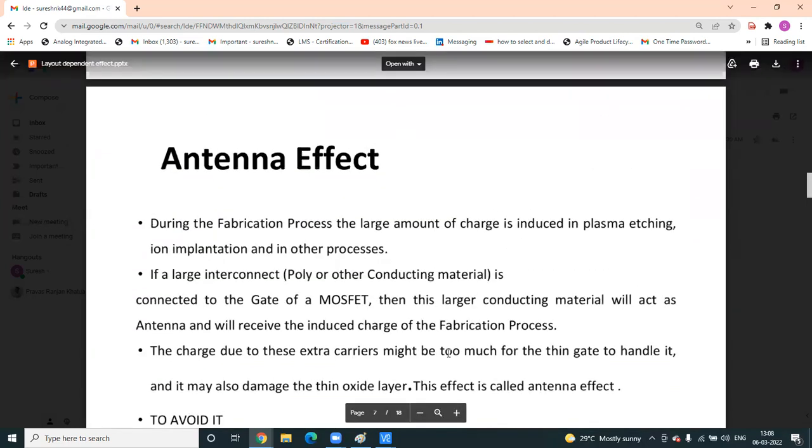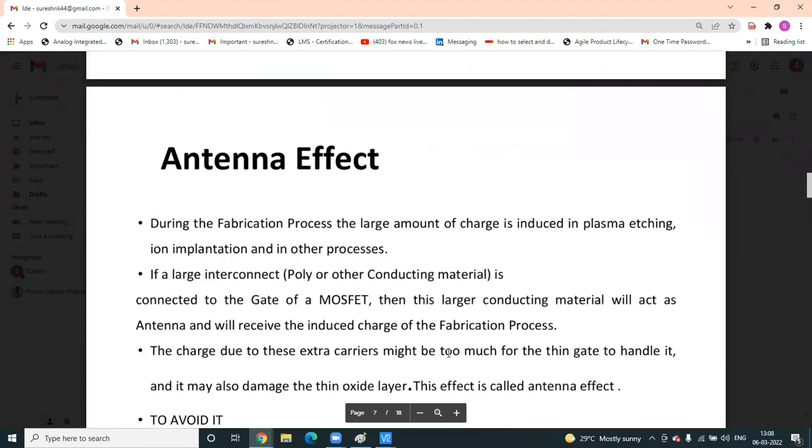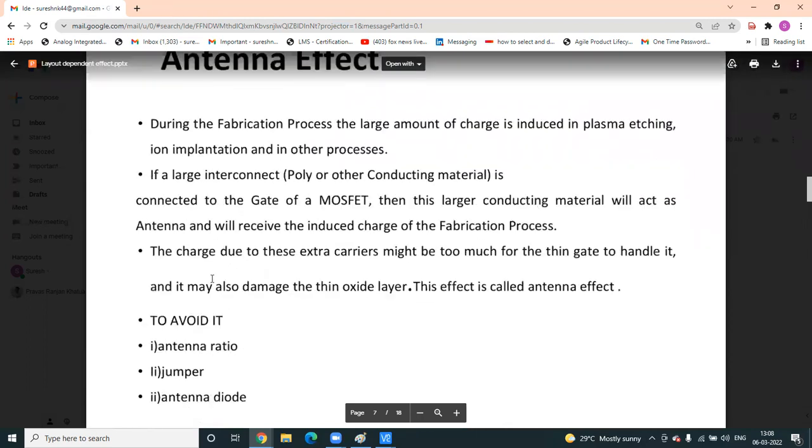Understood, or does anyone have a doubt? Okay, to avoid antenna effect, we need to use antenna ratio, jumper, and antenna diode. What is antenna ratio?